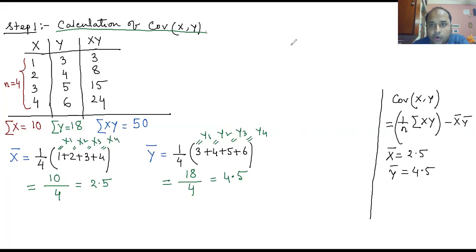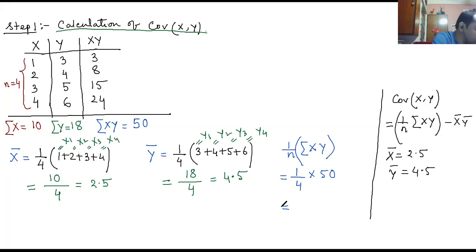So we can write it as 1 by n summation xy. This becomes 1 by n, the value of n is 4, and summation xy is 50 from the chart, and therefore we can calculate this value to be 12.5.